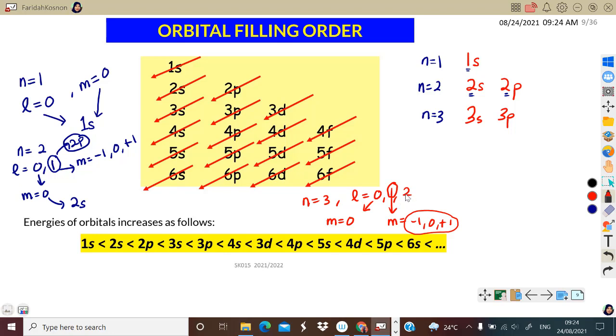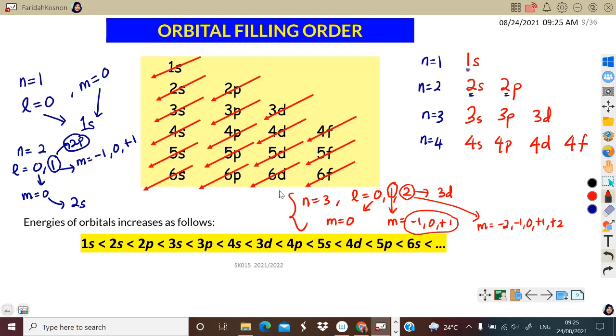And then don't forget when L equals 2, we have 3d subshell. So 3d subshell, tengok pula ada berapa orbital. Kita tengok nilai m. We have negative 2, negative 1, 0, positive 1, positive 2. Dan seterusnya lah. Kalau kita terus buat n4, kita akan ada 4s, 4p, 4d, 4f. Macam mana boleh dapat sampai 4f? Kena buat macam saya buat ni. Tentukan n, L, m.